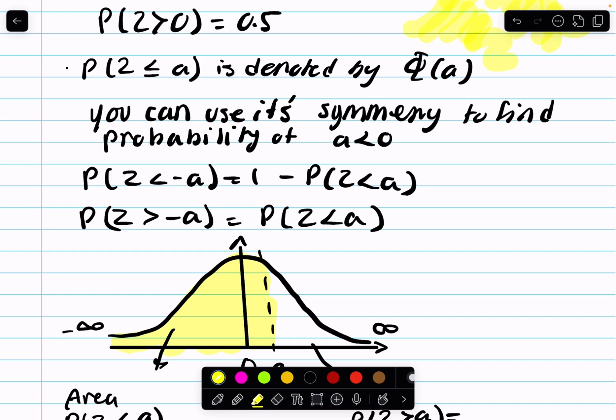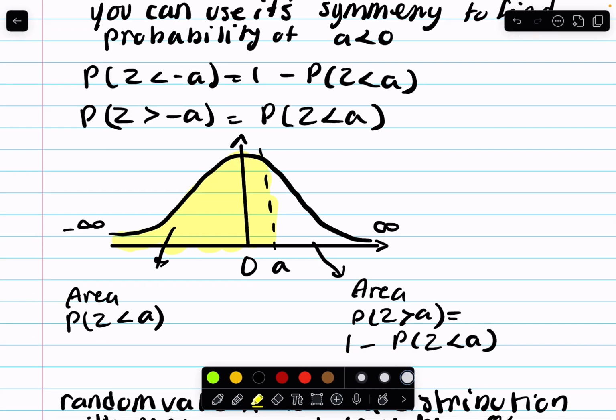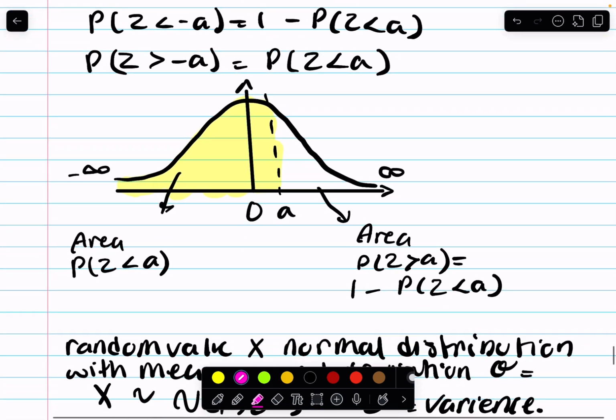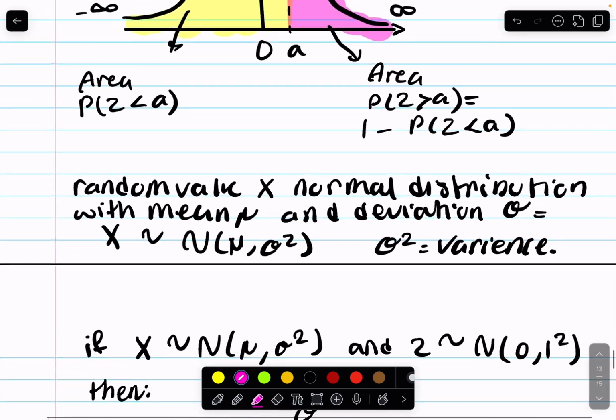You can use its symmetry to find the probability that a is smaller than 0. You can do this in 2 ways. Let me choose a color, let's go with pink. If I have something like this on my normal distribution, I know that the full area is 1, right? And this is my a. So I could go 2 ways with this. I could calculate the area up to here, or I could calculate this part and then say 1 minus this equals this. Both of them are very true, okay?